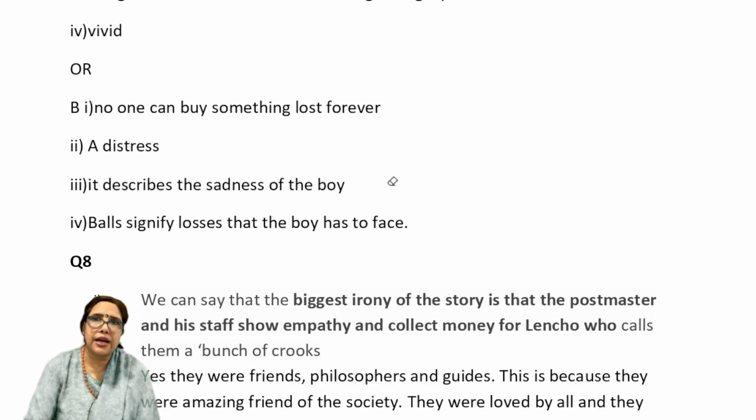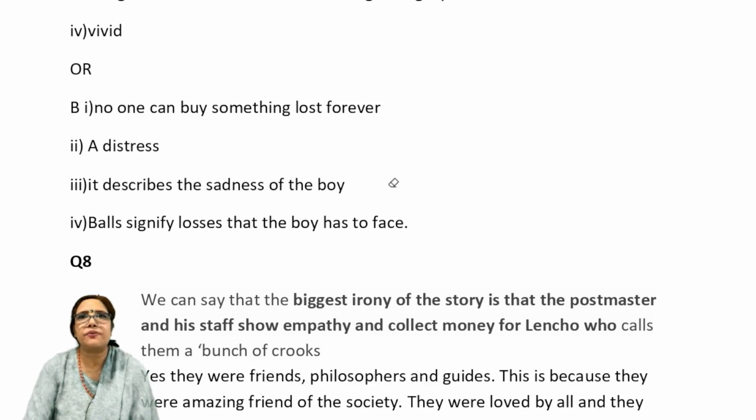Because the boy is sad, the poem's tone is also a little bit depressed, because the poet wants to make the readers feel the sadness and the depression felt by the boy on losing the ball. Okay, so this answer should have been answered in 40 words because it carries 2 marks.